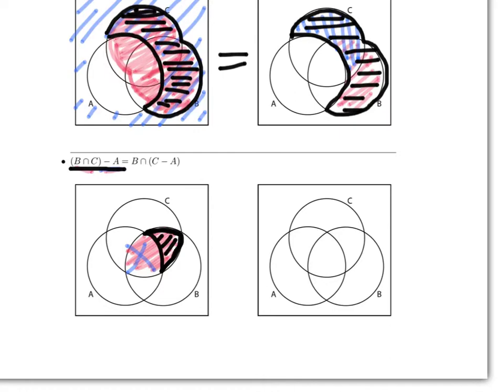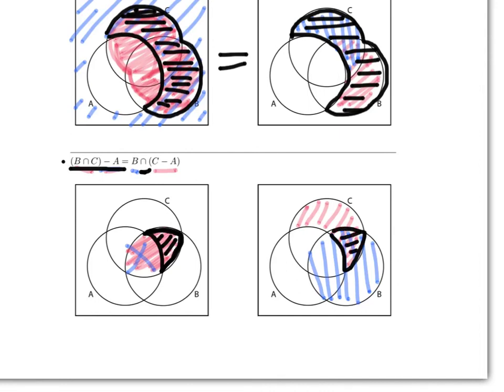On the other side, the right-hand side, I have C minus A. So C minus A means everything in C that's not in A. And then I'm intersecting that with B. So B, remember, is everything inside the circle B, like that. And since this is an intersection symbol here, that means I want the things that are shaded both blue and red. And so that's going to be this piece right here.